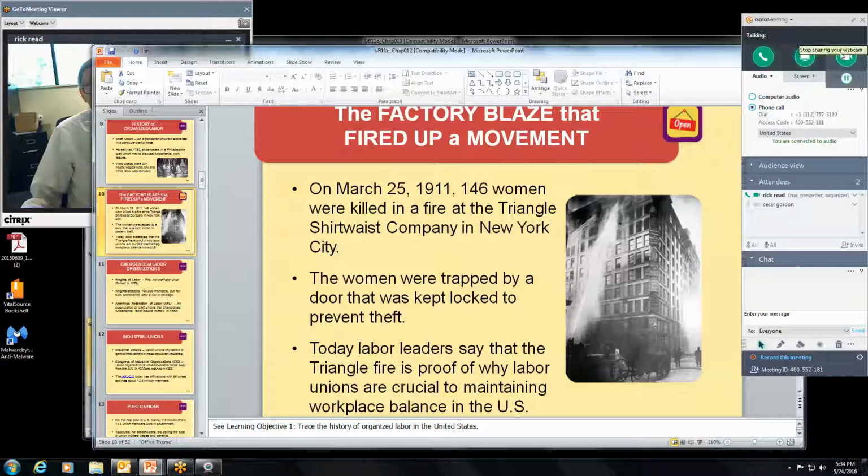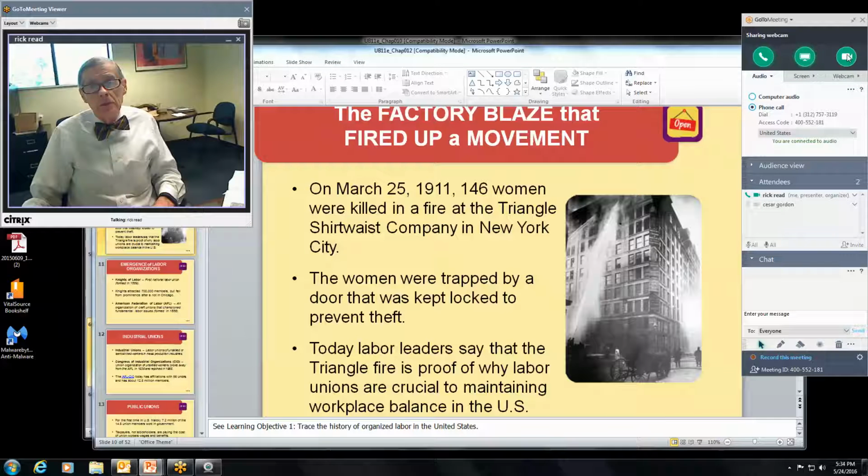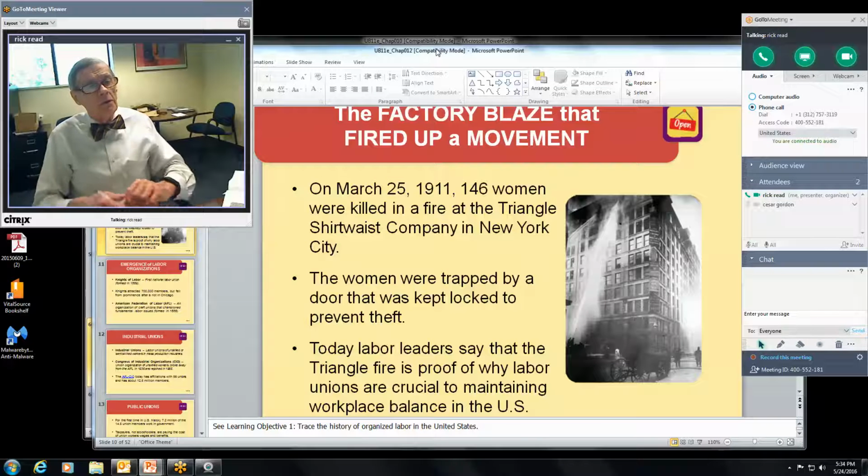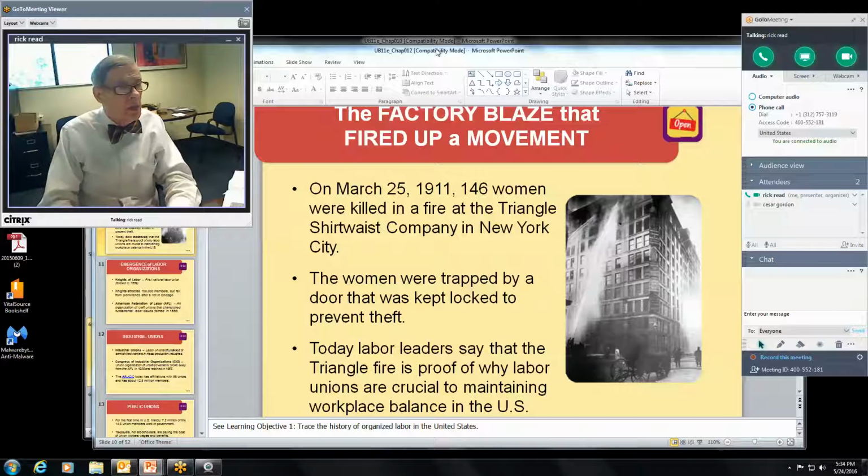One of the reasons we found unions coming more and more into play was the horrendous fire at the Triangle Shirtwaist Company in New York. 140 plus women were killed in a fire. I noticed that they were trapped. The door was locked. They couldn't get out.